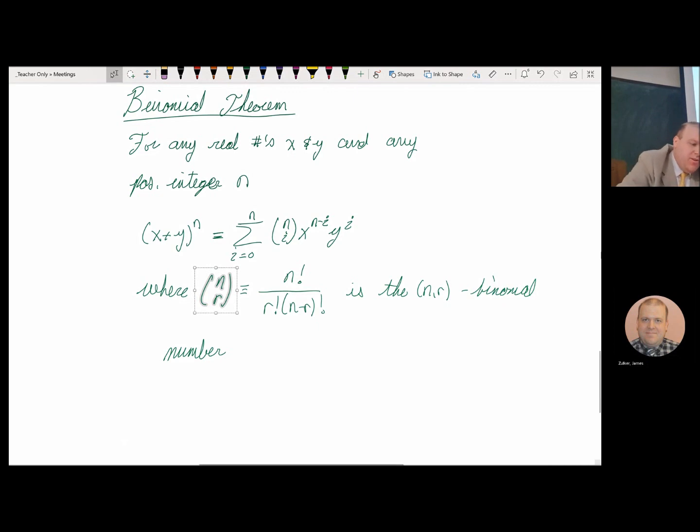n comma r for here, right? Yeah, that's the nr binomial number. So when you look at binomial numbers, it's technically ordered pairs for which number it is, and then the actual value itself is a single number. So this is actually a two-variate function.